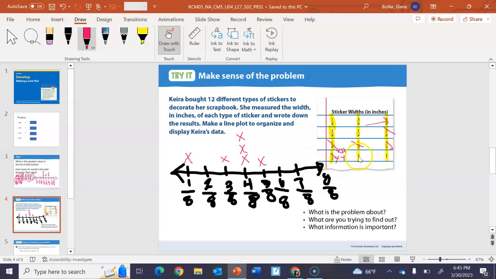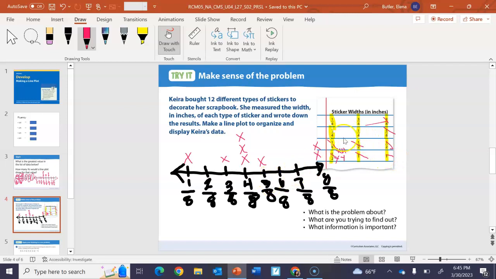And now I see I have 1 whole over here. So I'm going to mark my 1 whole. So 8/8 is the same thing as 1 whole. So I'm going to put an X here. And I'm going to put an X here. Okay. So we're done with my 1 wholes. Now I just have 1/4 and 3/4.